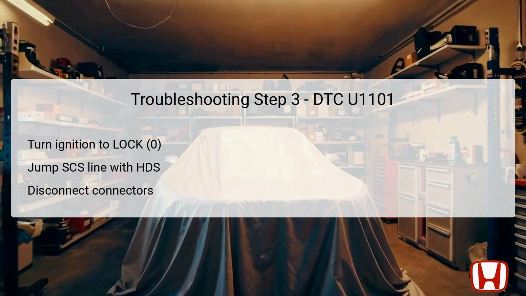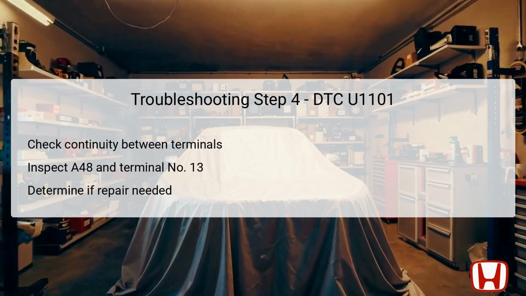harness connectors. This disconnection is necessary to conduct continuity testing between certain terminals, which will help identify breaks or faults in the wiring. Disconnecting components safely ensures that the testing process is accurate and avoids further complications or accidental damage to the electronic modules. At this stage, the technician checks for continuity between PCM connector terminal A48 and engine mount control unit connector terminal number 13.